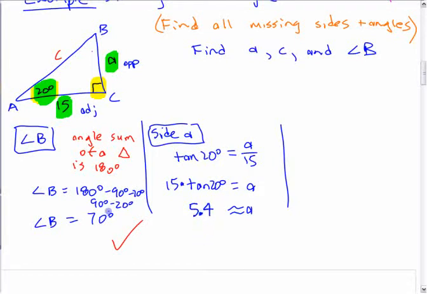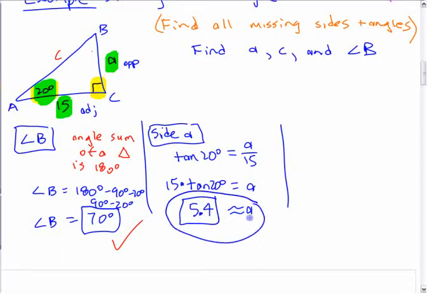So we got two things now. We got 70 degrees for angle B. We got this side. Notice that this one is approximately equal to 5.4. It's not exactly 5.4, right? It's approximate, which is fine. The only thing you want to do is, now, don't use that to find something else.